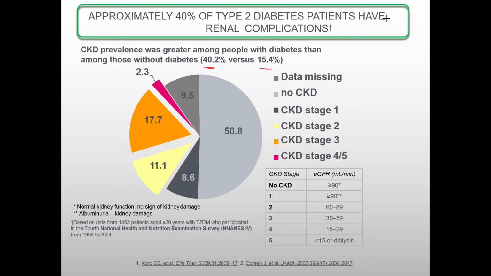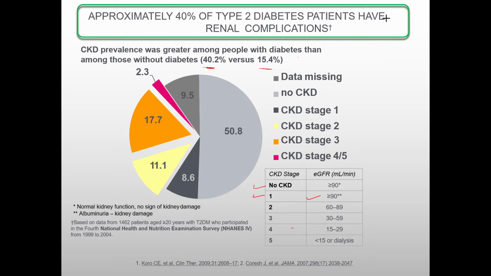If the patient has eGFR more than 90 and the patient has albuminuria, this is stage 1 CKD. And if the patient has eGFR more than 90 but there is no albuminuria, then it is not CKD, it is normal. Then if the eGFR is between 60 to 89, it is stage 2 CKD, and if the eGFR is between 30 to 59, it is stage 3 CKD, and if the eGFR is between 15 to 29, it is stage 4 CKD, and if the eGFR is less than 15, it is stage 5 CKD.